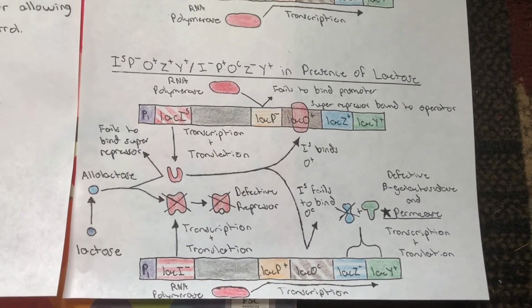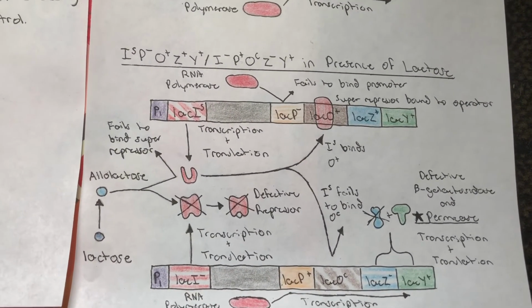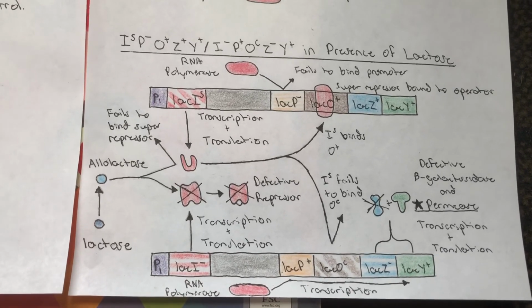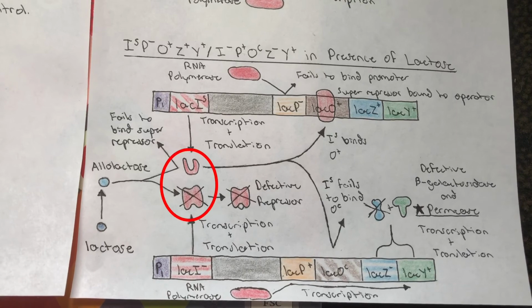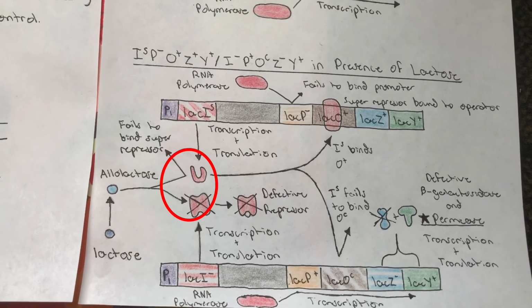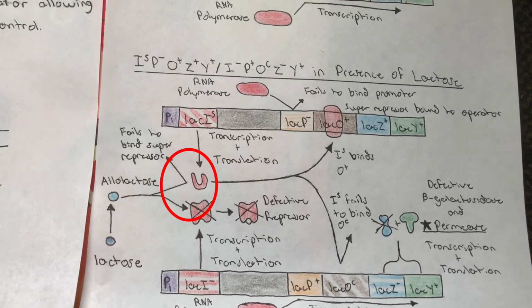This is also true when lactose is present, with only wild-type permease being produced. This is due to the translated repressor proteins being either defective or not being able to bind allolactose, resulting in no difference from when lactose was absent.